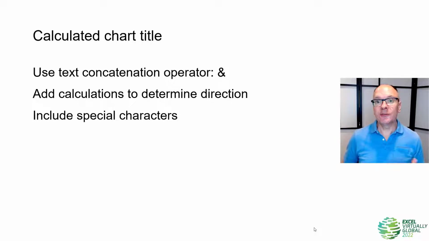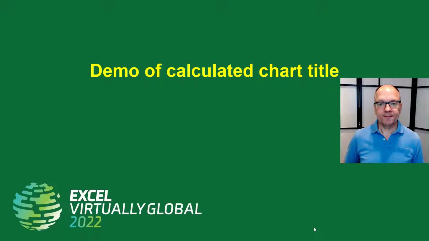We can also include special characters. So in addition to plus and minus, we could use these directional characters, let's say an up arrow or a down arrow, an up triangle or a down triangle. This allows us to make our chart title based on the data. Again, we don't have to type it in. We can have it calculated.